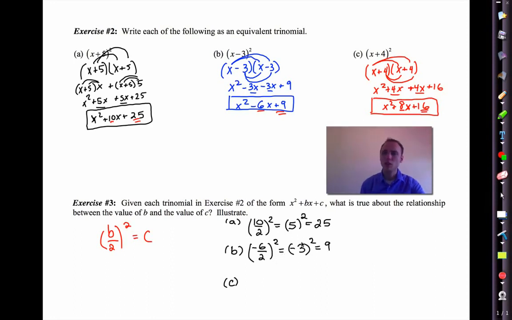Part C. Why don't you guys try part C on your own, and then we'll do it together in a second. All right, so we'll take our b value, divide it by 2, and then square it, which is going to give me 4 squared, which gives me 16. Just like in this example. So I took my 8, I halved it and then squared it, and I got 16. I took my negative 6, I halved it and then squared it, and I got 9, just like I thought I should. And I took my 10, halved it and squared it, and I got 25. All right, so in each one of these cases it works.